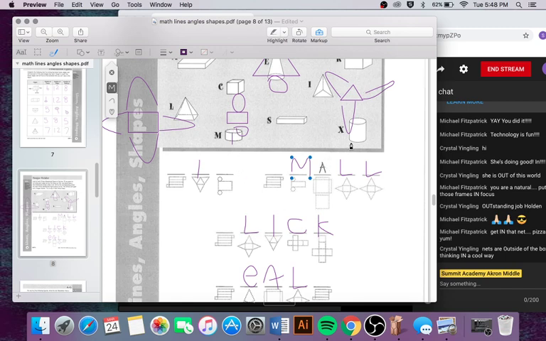So if we move over to X, it's going to look the same, except our rectangle is going to be much taller. Like that. So that would make this one our X.